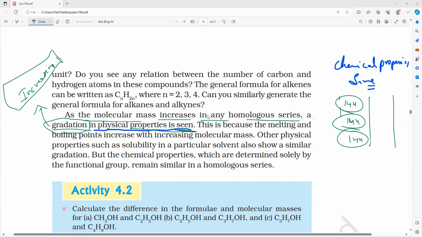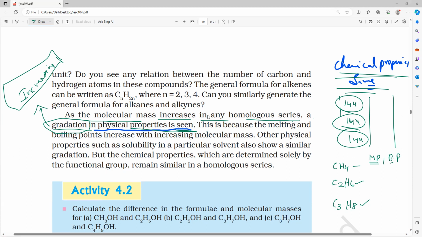Gradation means, if you take methane, CH4, what is the next compound, guys? Methane after, C2H6. What is the name? Ethane. Ethane after, propane. Understanding? Listen, everybody. Methane, ethane, propane. Chemical properties are the same, but physical properties are not. Melting point is not the same.